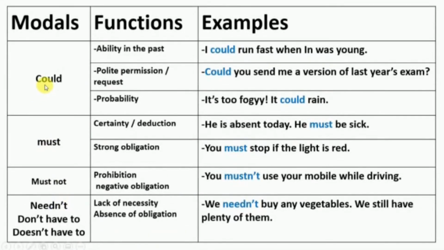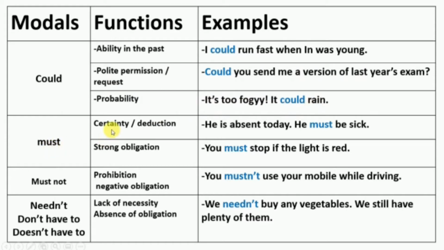Next, could expresses ability in the past. القدرة في الماضي. I could run fast when I was young, but now in the present I can no longer run, for example. Also, it expresses polite permission or request, طلب. Could you send me a version of last year's exam? Probability. It's too foggy, it could rain.